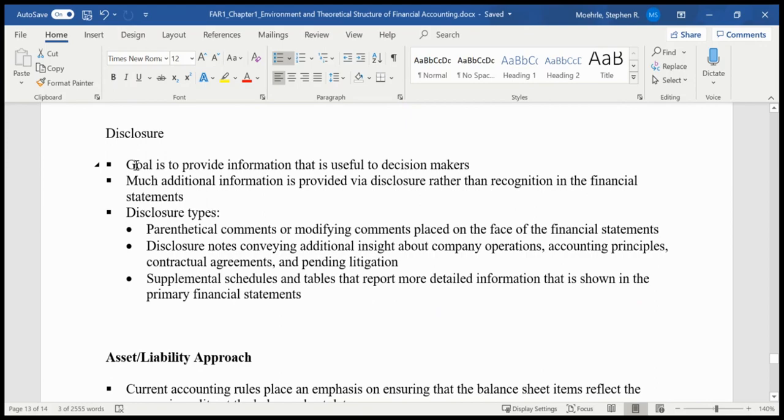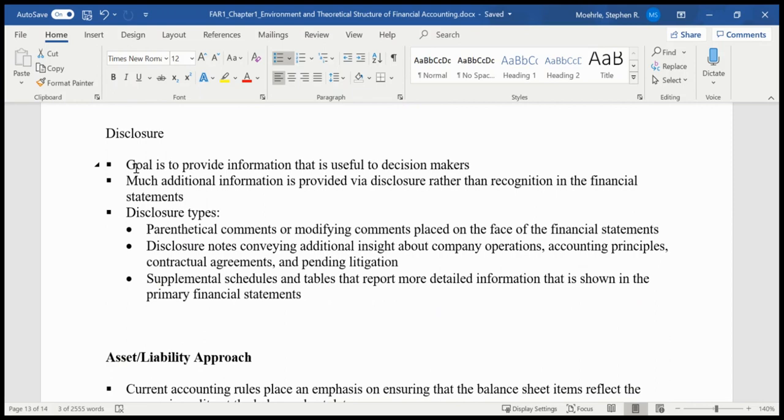Disclosure. The goal of disclosure is to provide information that is useful to decision makers. Much additional information is provided via disclosure rather than recognition in the financial statements. You'll see why we choose to disclose rather than recognize.